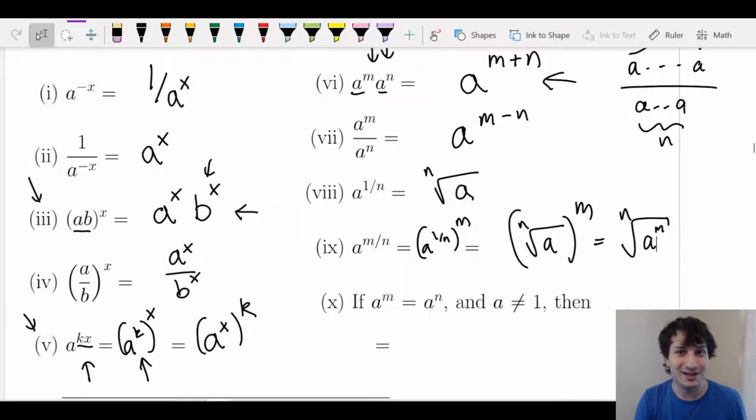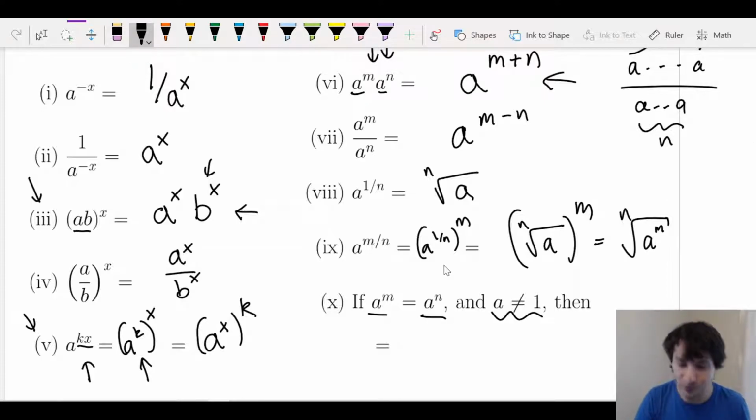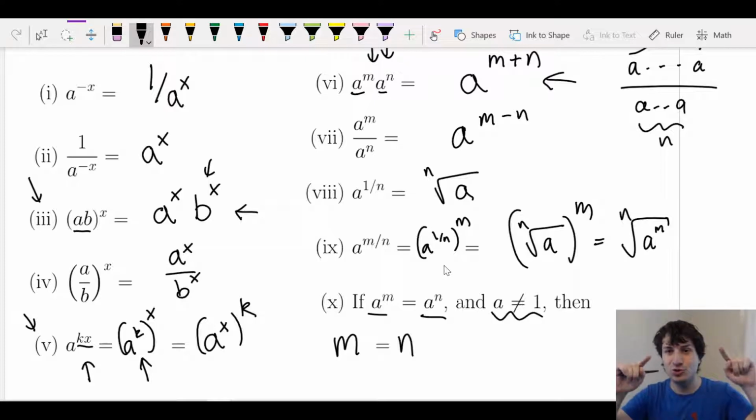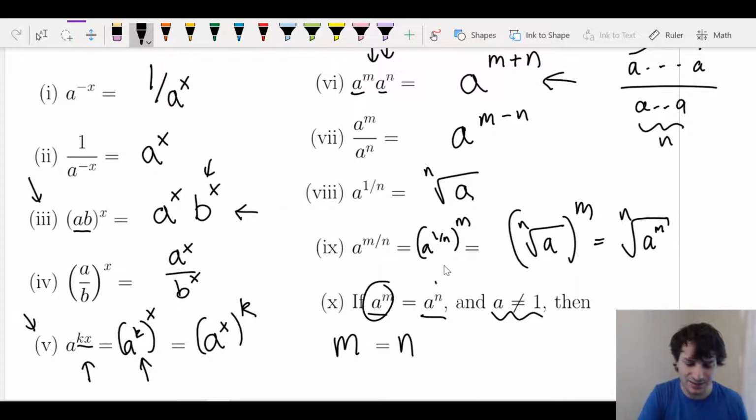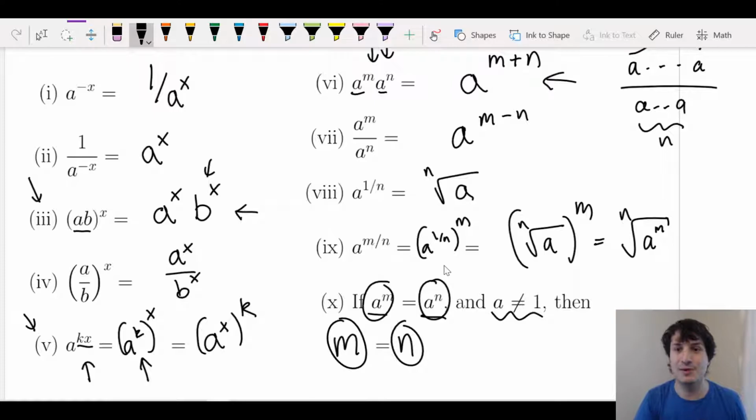Okay, last rule: if a to the m equals a to the n, for every a except for 1, then m equals n. So when a equals 1, you have this exception that you're the constant function. But other than that, when two exponential functions are equal, a to the m equals a to the n, the values m and n must be equal. So we'll use this sometimes in doing problems.